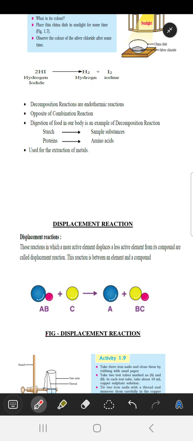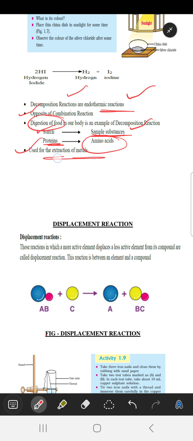Decomposition reactions are endothermic in nature. It is opposite to the combination reaction. Simple examples of decomposition reactions are the breakdown of starch into smaller substances and protein into amino acids when the digestion of food takes place. It also helps in the extraction of metals.